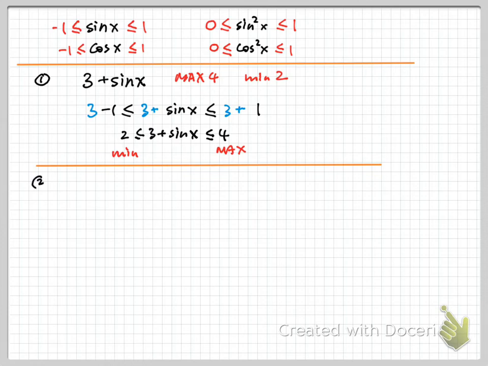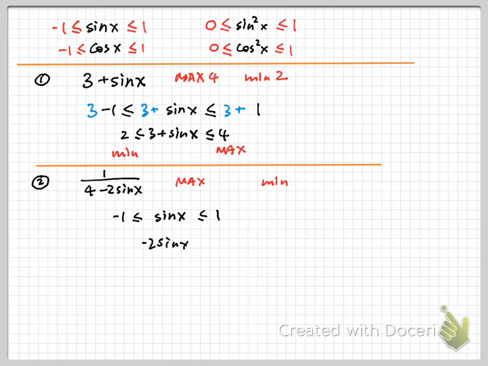Now let's take a look at the second example. We have some reciprocals. How about 1 over 4 minus twice sine x? What is the maximum and what is the minimum value? Once again we start the building block with sine x. Sine x is lying between 1 and minus 1. We multiply minus 2 to all 3 of them. When you multiply by a negative number, you have to switch the inequality sign.